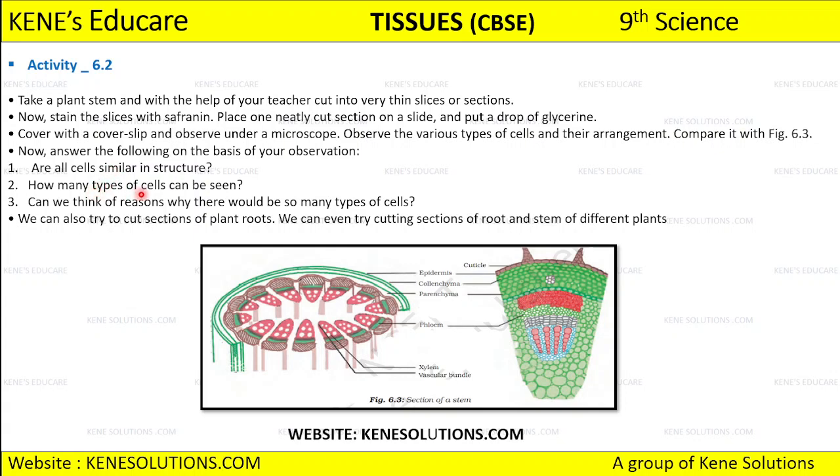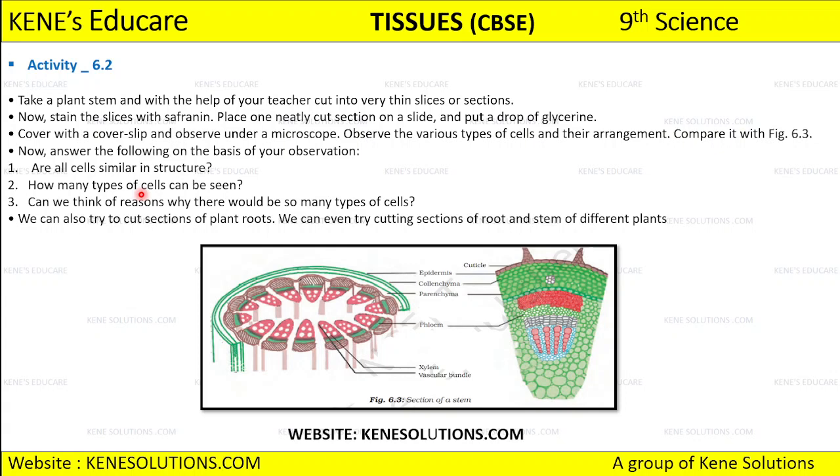Okay, so how many types of cells can we see here? We have simple permanent tissue and complex permanent tissue, and they also have different types of cells. We'll see what kinds of cells we have here. The third question is, can we think of a reason why there are so many types of cell? What else you can do is cut a section of a plant root like we have done for the stem. We can take roots and stems of different plants and go on with our observation.